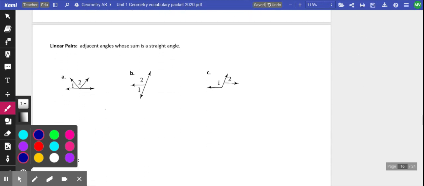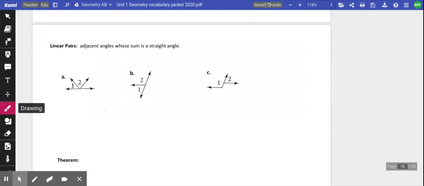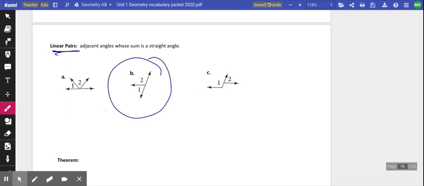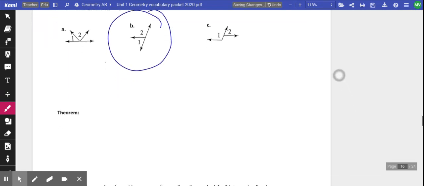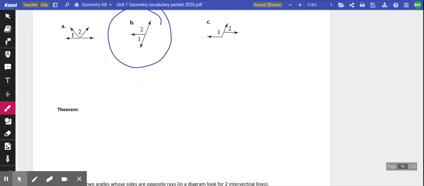Adjacent angle pairs that form a straight line. Linear pairs are really, really important. We're going to use these a lot. So linear pairs are adjacent angles that form a straight angle, or that are also supplementary. And that's going to be our theorem. So the only pair here is letter B. So our first theorem is linear pairs are supplementary.